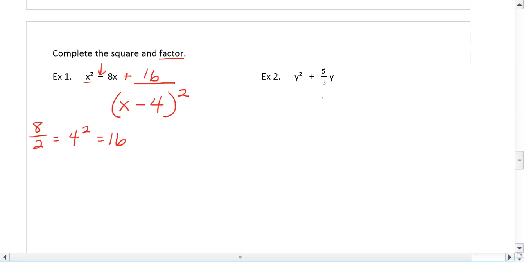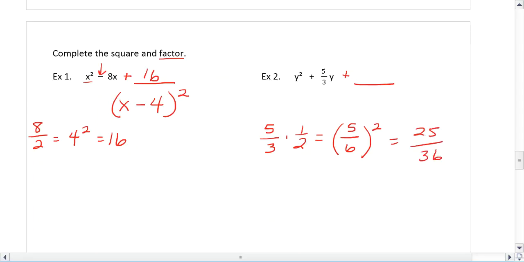Example 2. Again, we're going to go through the same process to figure out what we add here to complete the square. So we take the x coefficient, in this case the y coefficient, which is 5/3. We are supposed to divide this in half. Well, if you remember from your elementary school days of dividing fractions, we don't really divide them. Dividing by 2 is the same as multiplying by a half. So the way you take 1/2 of 5/3 is you multiply it by a half, and you get 5/6. Then we need to take this and square it and get 25 over 36. This is what we add to complete the square.